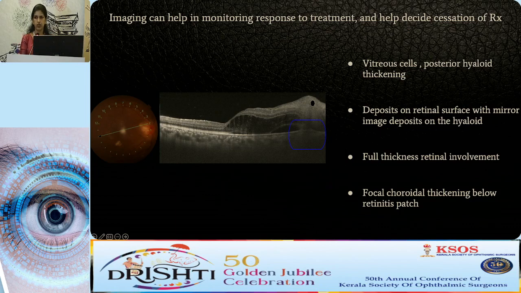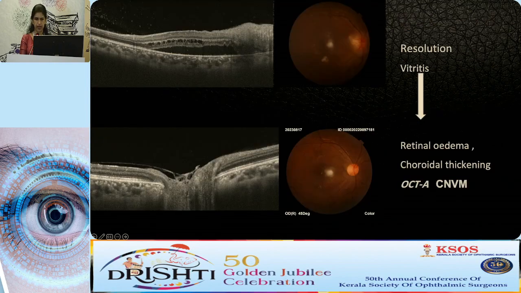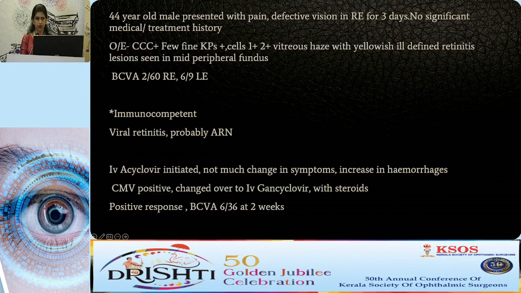And in contrast to viral retinitis, you can see that there is a focal choroidal thickening. The blue oval is the focal choroidal thickening below the retinitis patch. So on resolution, first you get a resolution of the vitritis, and then the retinal edema and the choroidal thickening go down. Then on the OCT angiography, you can detect CNVM if it develops in the chronic stage.